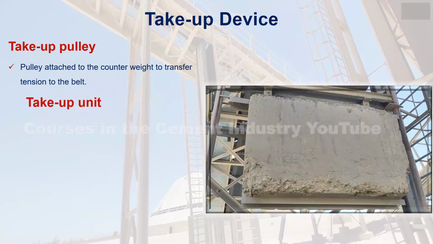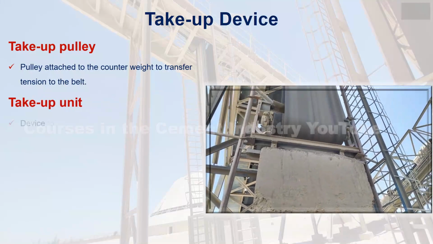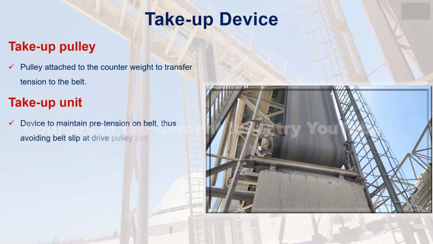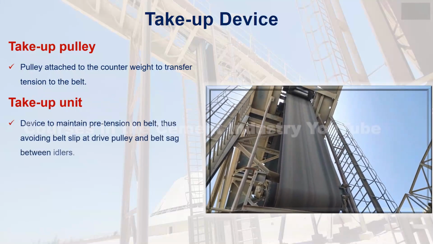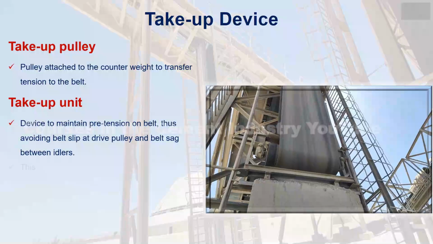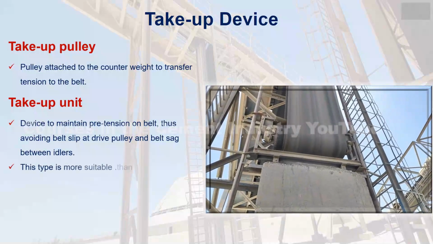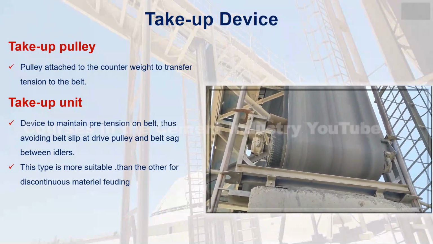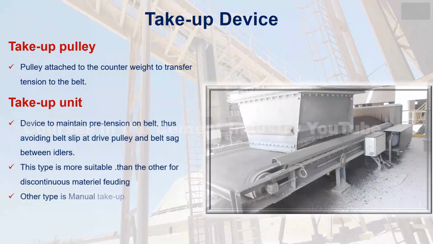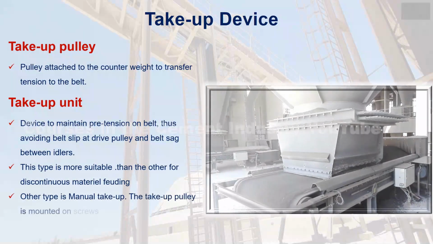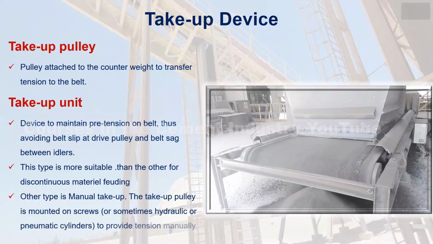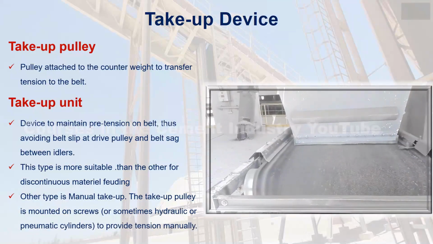Take-up unit. 1. Device to maintain pre-tension on belt, thus avoiding belt slip at drive pulley, and belt sag between idlers. 2. This type is more suitable than the other for discontinuous material feeding. 3. Other type is manual take-up. The take-up pulley is mounted on screws, or sometimes hydraulic or pneumatic cylinders, to provide tension manually.